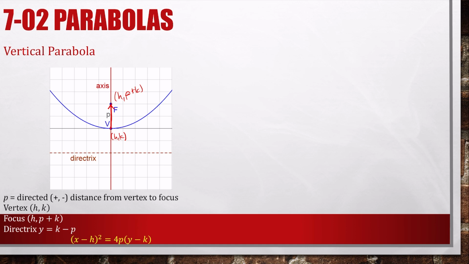And the directrix is y equals k minus p. So the y value was k, but then we went down the distance p because the vertex is directly between the focus and the directrix. And you can see in yellow there the standard equation of a vertical parabola.